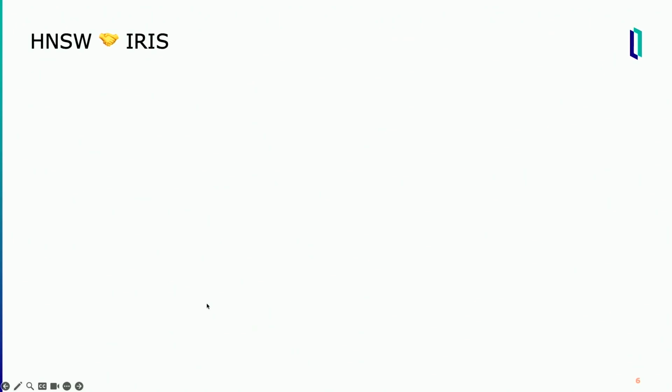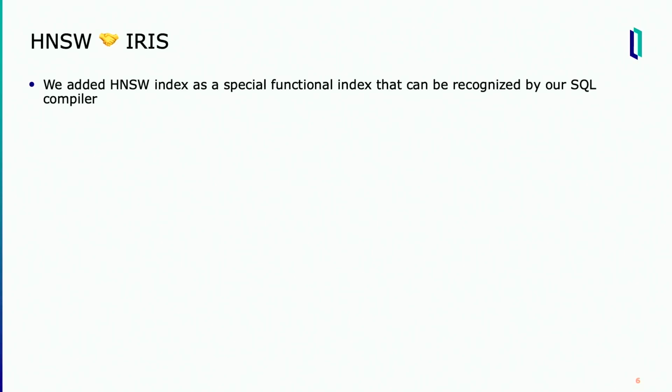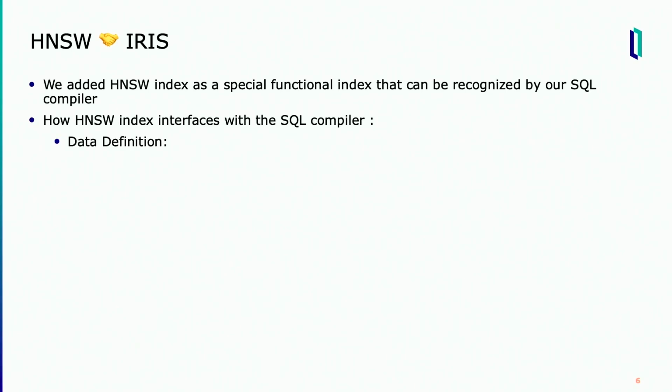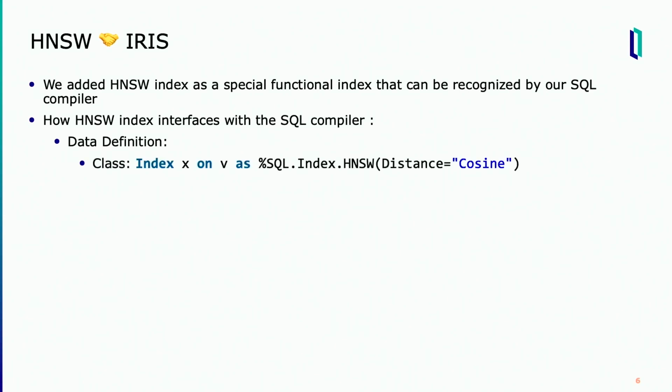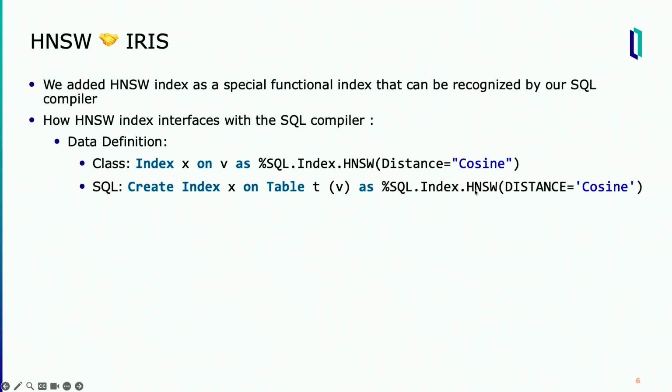So that's really the most technical part of this talk. Now I'm going to talk about how we add this within IRIS. We added this index as a special functional index that can be recognized by our SQL compiler, and a user can use it through the following interface. If you want to define this index, you can either do it in the class, using syntax looking like this, with some parameters you can verify, or you can do it in SQL, just using the create index query.